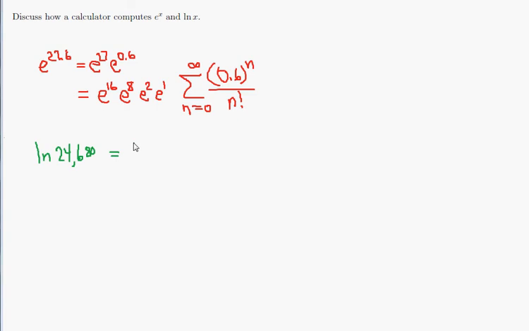Then this can be written as the natural log of 100,000 times 0.2468. And I chose 100,000 to make sure that the second part is less than 1. So this is equal to the natural log of 100,000, which is 5 times the natural log of 10, plus the natural log of 0.2468.